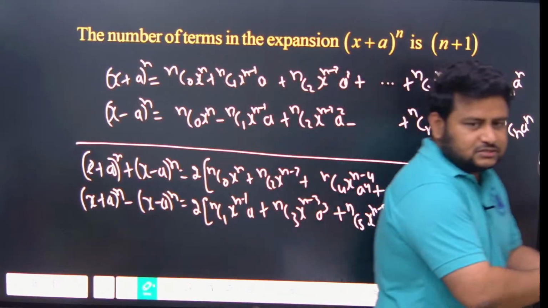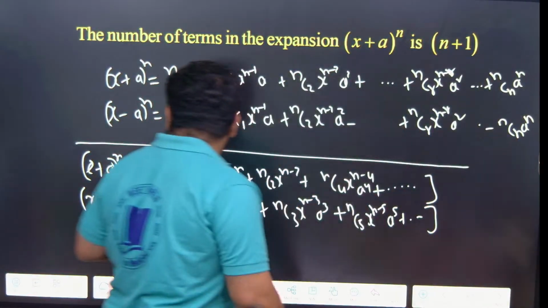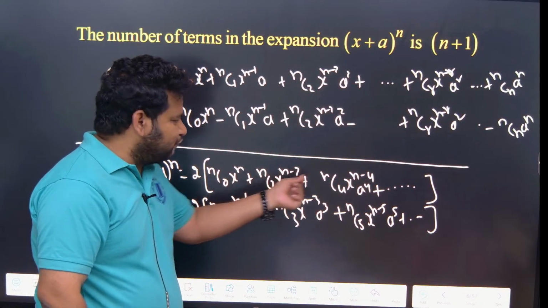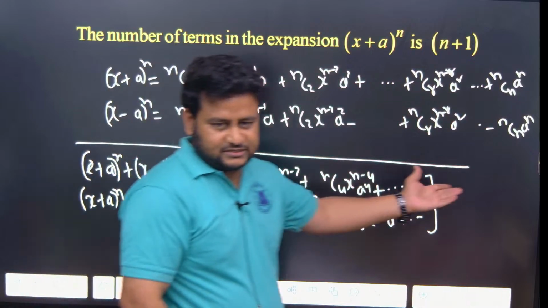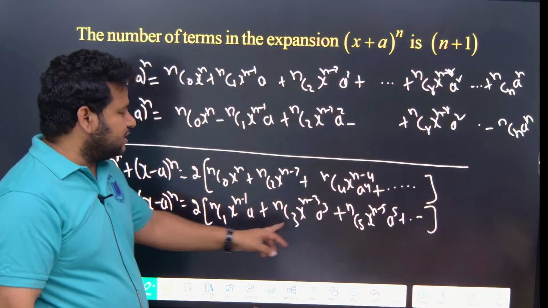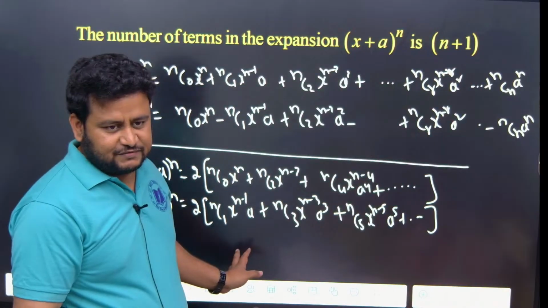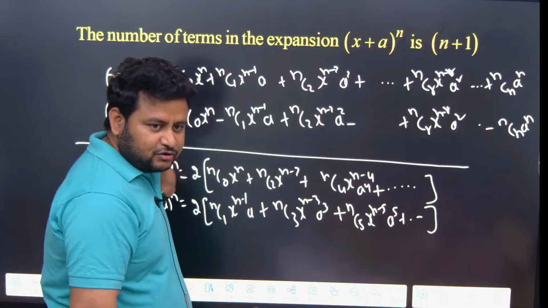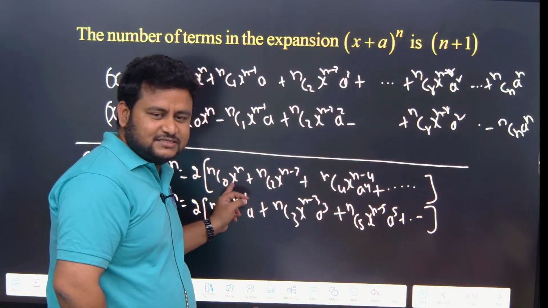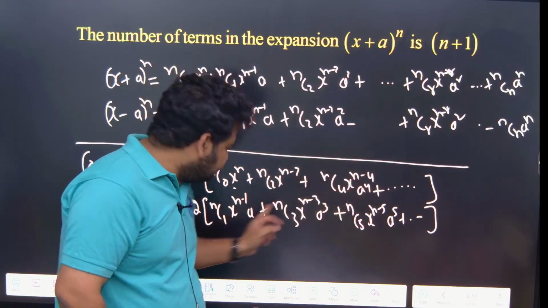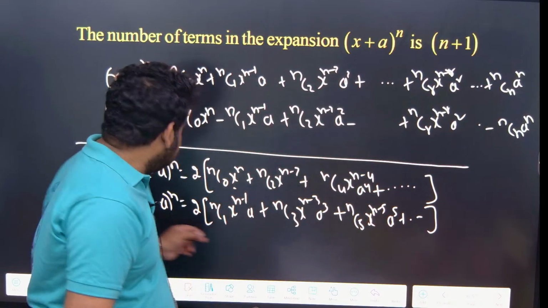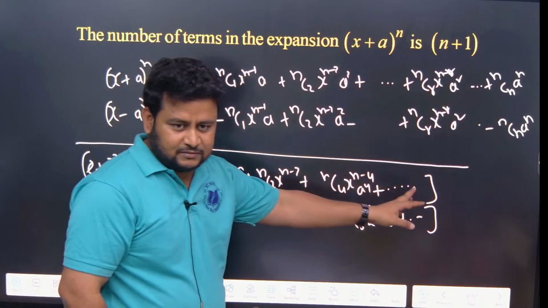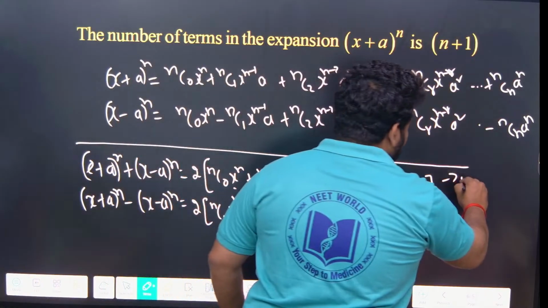So if you look at this, when we add, 2 times we get 0, 2, 4, 6. On subtracting you will get 1, 3, 5, 7. By looking at this, you will think these are even terms and those are odd terms. But when you count in the expansion, this is actually odd and this is even. So on adding, you get 2 times of 0, 2, 4, like that. These are actually odd terms.